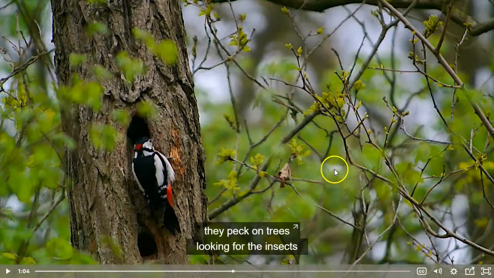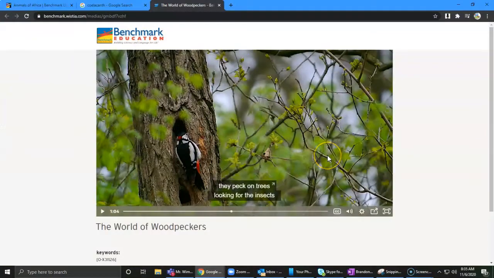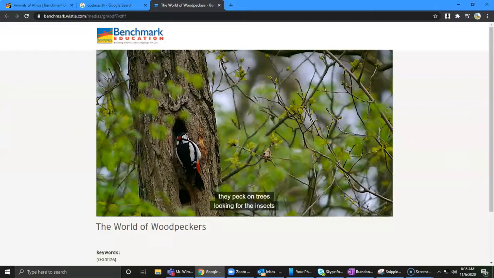Now, we're going to break this video up into two parts. I noticed this first part of the video kind of just talked about the appearance of them. It showed me several different photos and videos of them. I noticed there's different types, but what I noticed they all have in common is they all have strong, sharp beaks and red feathers. So these details help me describe woodpeckers, so I'm going to add them to my chart.